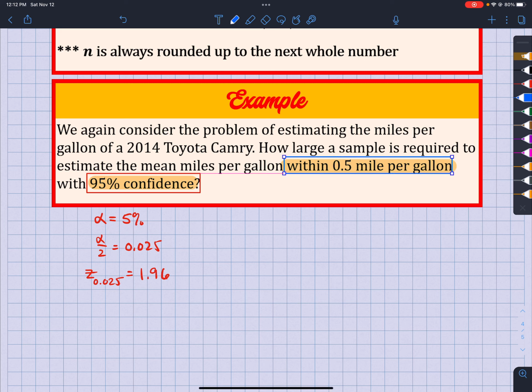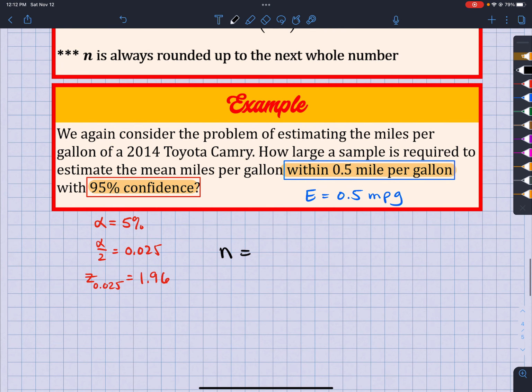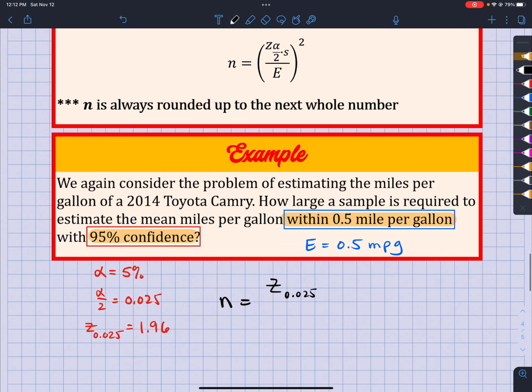Now, what is this within 0.5 miles per gallon? This is telling me that E is equal to 0.5 miles per gallon. All right. So let's find the size. The size is going to be, as you can see, Z of alpha divided by 2, which is 0.025, times the standard deviation divided by E, squared. Okay.